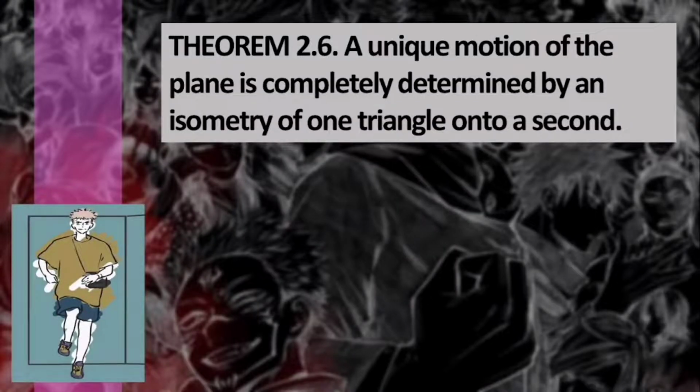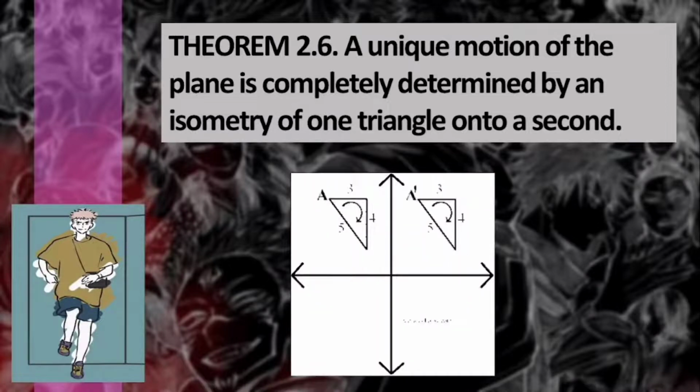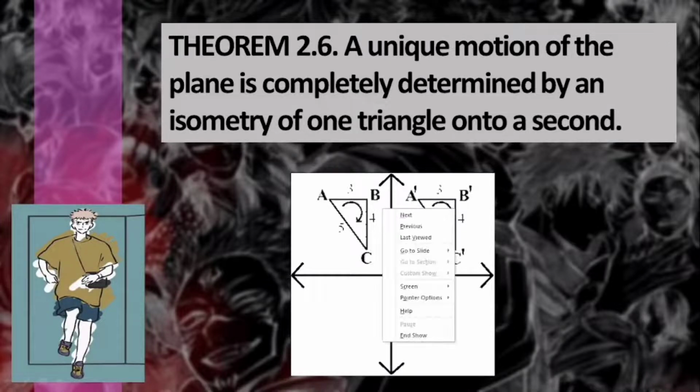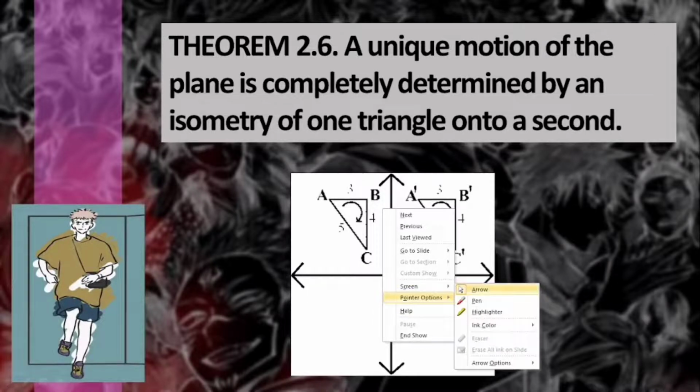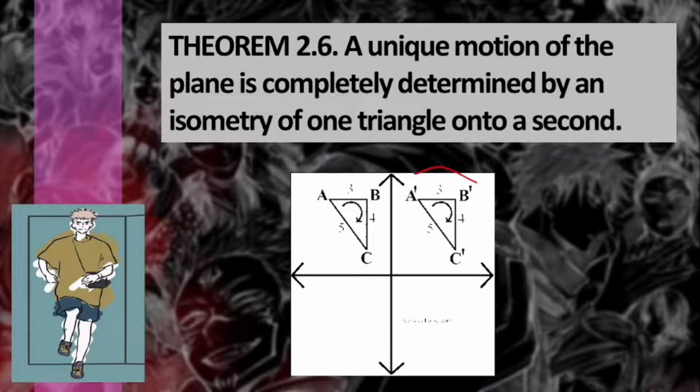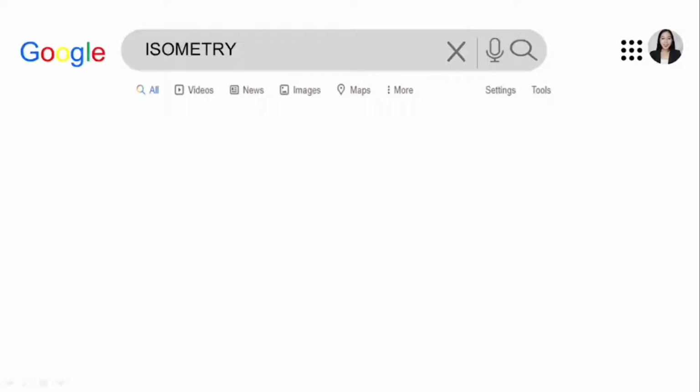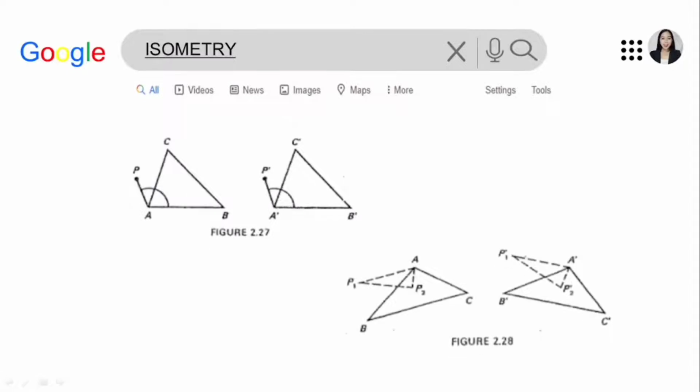Theorem 2.6. A unique motion of the plane is completely determined by an isometry of one triangle onto a second. As you can see in the image, the first triangle will be constant, but it will change its position and its variables. A will become A prime, B will become B prime, and C will become C prime. These are examples of isometry.